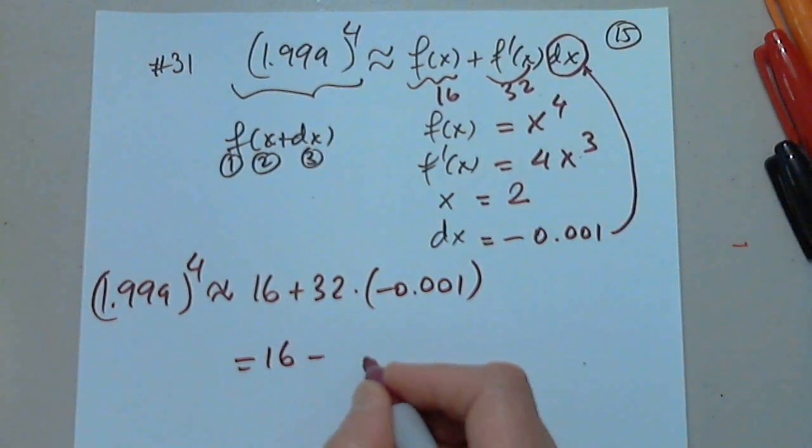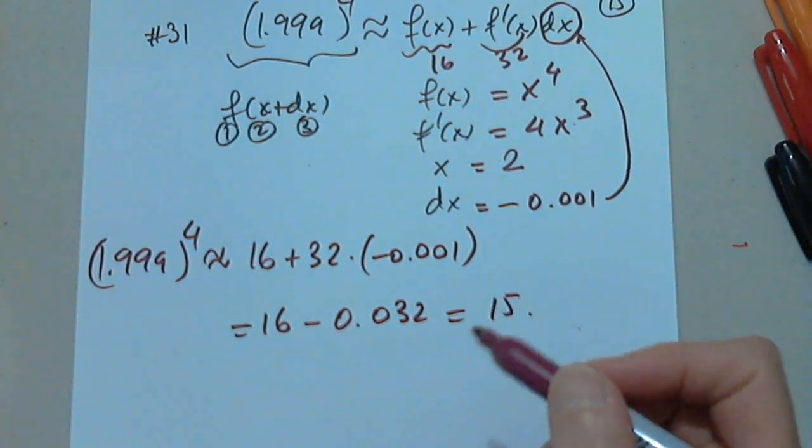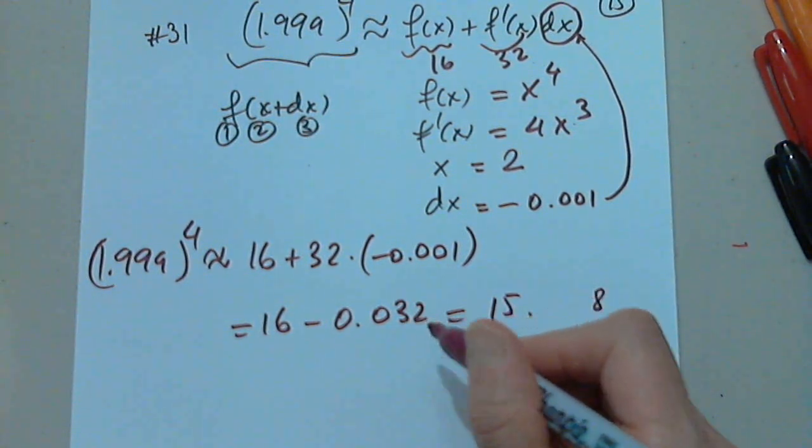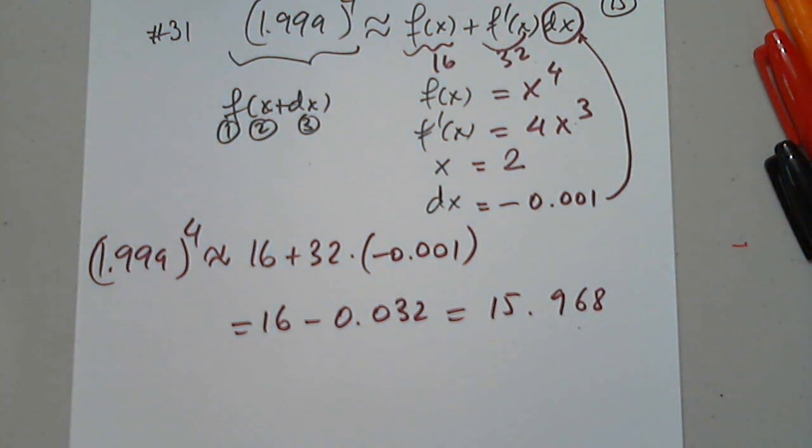So that would be 16 minus 0.032. So this is 15, this is an 8, this is a 6, and this is 9. So then when we check, let me clear all this. We have 1.999 to the 4th power, and we have 15.968. 15.968 we got.